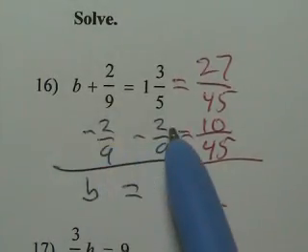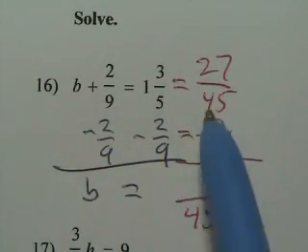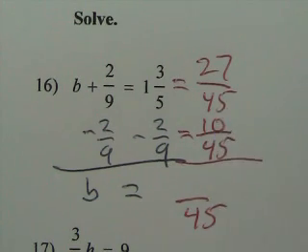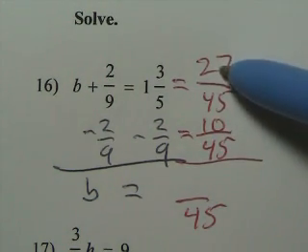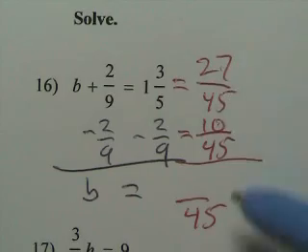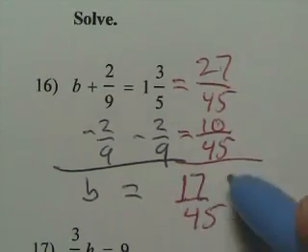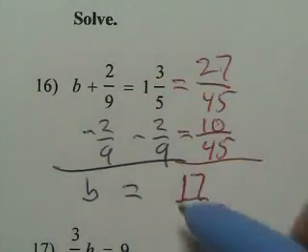Number 16, I subtract 2 9ths. I have to find my common denominator, 45. So now I have 27 minus 10. 27 minus 10 is 17. And then 1 minus 0 is just 1.